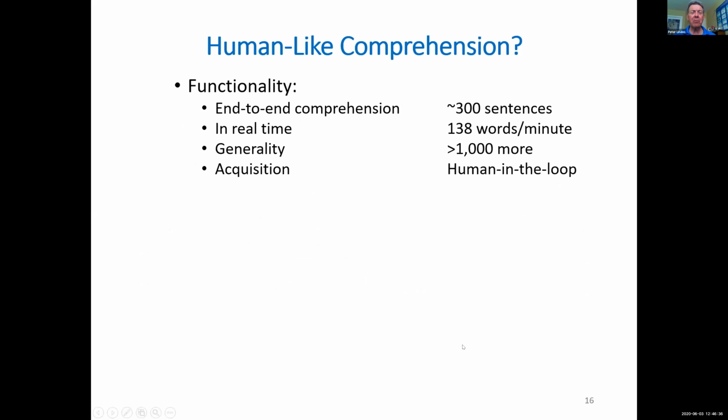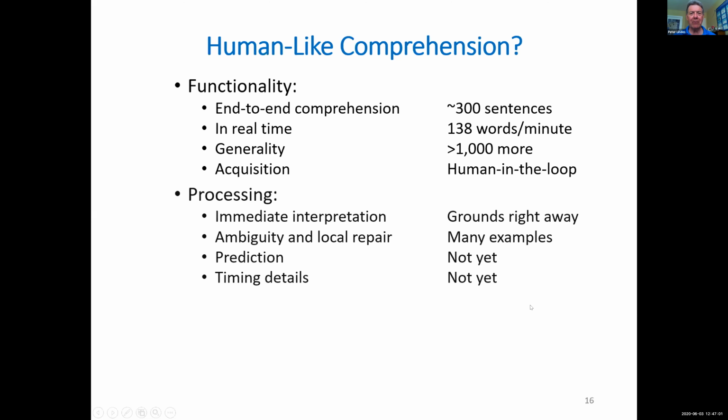So have we done human-like comprehension? Well, in terms of end-to-end, we've got around 300 sentences that are working in Rosie right now. We do that at a rate of about 138 words per minute, which is just a little bit slower than humans. We've done a few experiments with generality where we can take one form of a sentence and generate 1,000 more sentences that the system still recognizes. The acquisition still has a human in the loop.